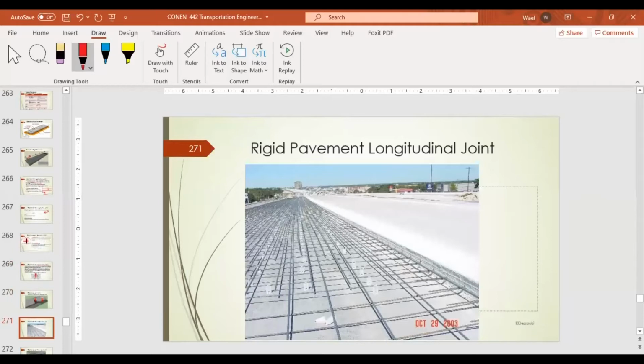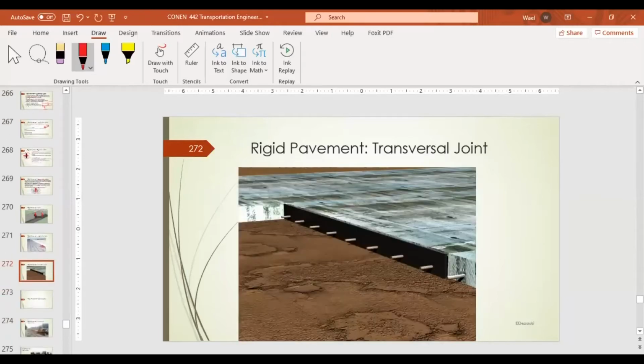This is a reinforced slab, and you can see the longitudinal joints, and these are the dowels here. You see these dowels. This is a transversal joint, and this is a rubber material, and they are going to pour the concrete in this segment. Any questions so far?